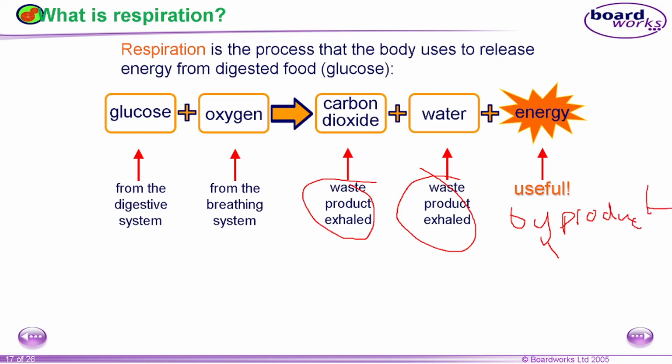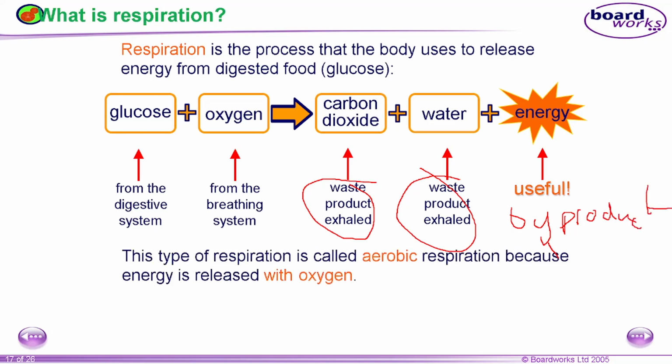Right, so jot this down and let's move on to the next slide. Oh, never mind, we still have a bar on this one. So this type of respiration is called aerobic respiration because energy is released with oxygen. The difference between anaerobic and aerobic respiration is that aerobic respiration utilizes and makes use of oxygen, whereas anaerobic respiration doesn't use oxygen.